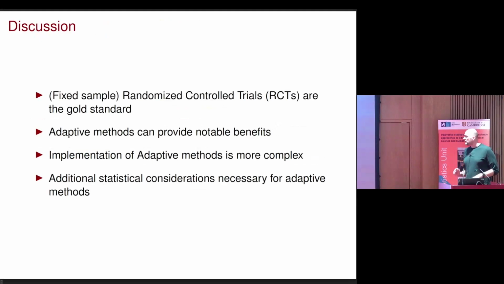So just to wrap up, the fixed sample randomized controlled trial is the gold standard, no question. But adaptive methods can provide notable benefit. Implementation is going to be more complex, and as a consequence of that, additional statistical considerations are going to be necessary. Thank you.